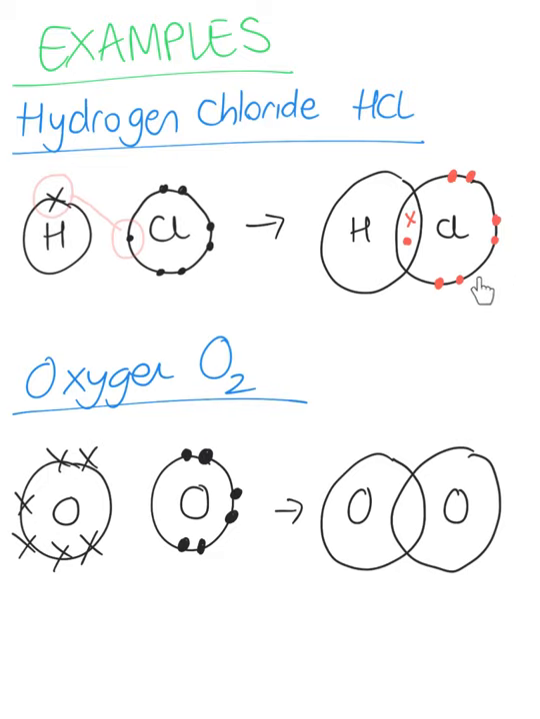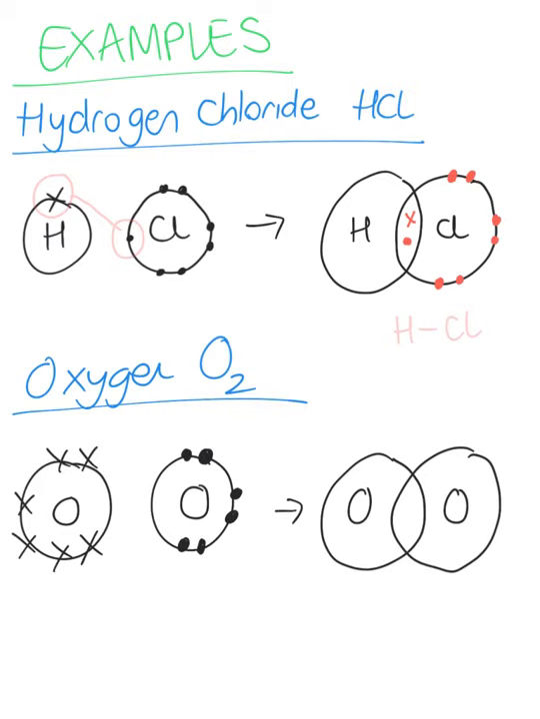So the chlorine has 7 of its own electrons. It shares the 1 from hydrogen. The hydrogen has 1 of its own electrons, and it shares the other 1 from chlorine. In terms of representing what that looks like as a bond, it is a single bond. 1 dot and 1 cross is a single bond. So there's a single bond between the hydrogen and the chlorine there.